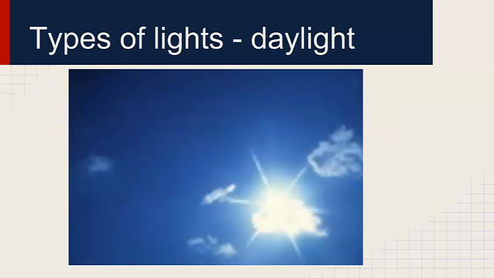All right, so let's have a look at the type of lights available. And the first one is daylight. Now, this is the most natural sort of light and is appropriate for most tasks. But you can sometimes have inconsistencies and it can be glary and create shadows. But you will hear a lot of your patients say that they, on a nice day, like to go and sit outside in the sun because they get a lot of bright light, which is terrific.